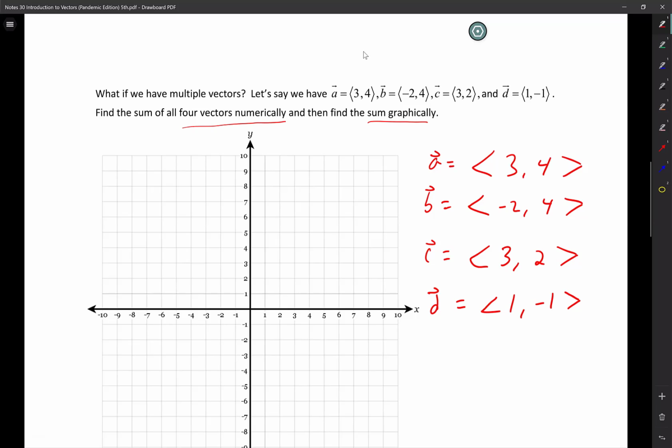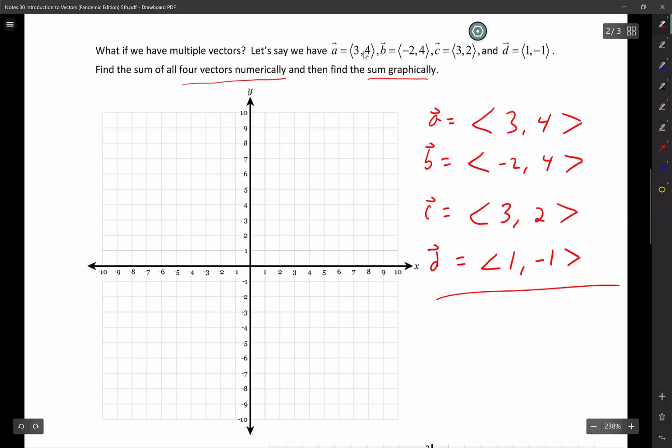All right, no big deal. Let's add them all up, guys. 3 plus a -2, that's 1. 1 plus 3, that's 4. 4 plus 1, that's 5. So it looks like 5. 4 plus 4, that's 8. Plus 2, that's 10. Minus 1, that's 9. So there it is. All of them added together give me 5, 9. Make sure to use the chevron. So catch up to there.